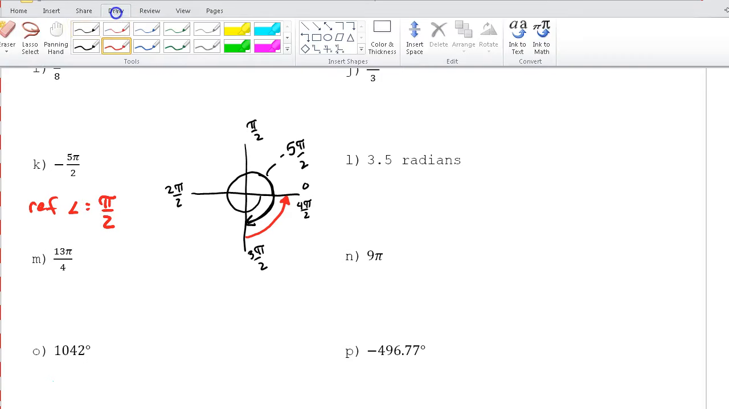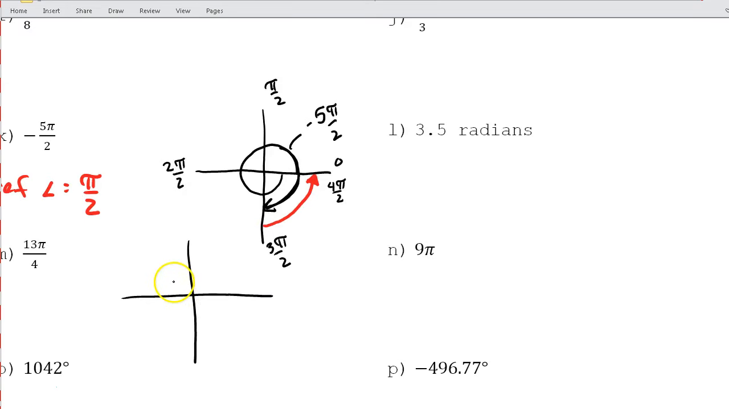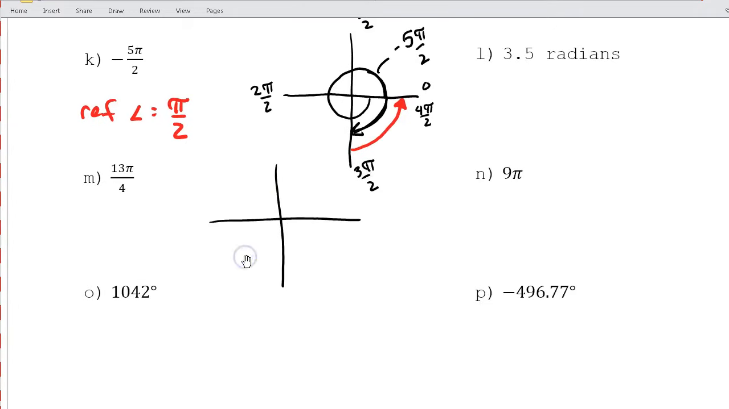Alright, so let's move on to part M. Again, I'm going to draw a little sketch, and I'm going to label my axes first. I know this is going to be 4 pi over 4, because that's pi. We started at 0. If I go all the way around, that's going to be 2 pi, so that's 8 pi over 4. That would make this 2 pi over 4, because it's halfway to 4 pi over 4. Add 2 and 4 to give me 6 pi over 4 for my 270 at the bottom.